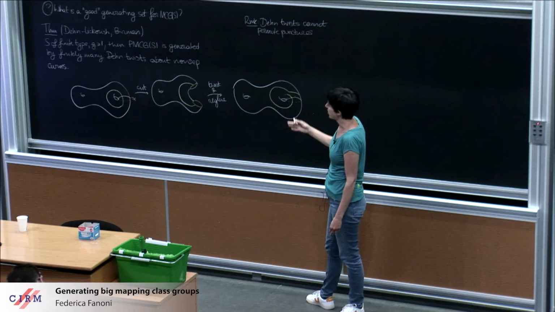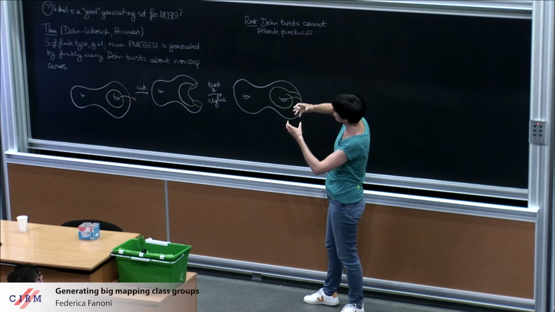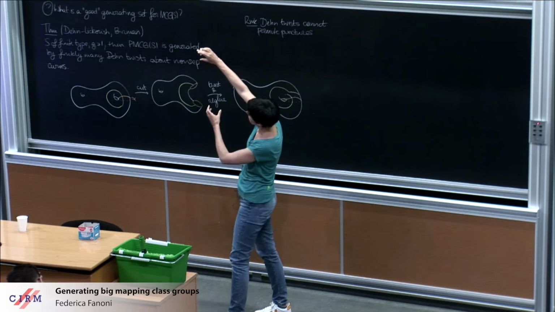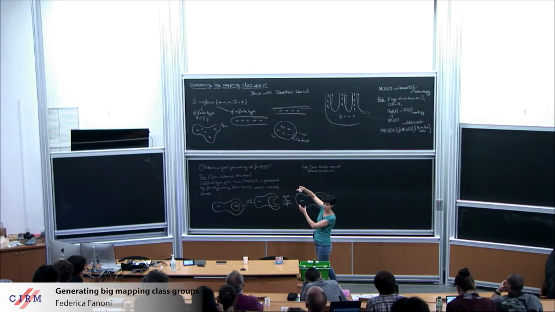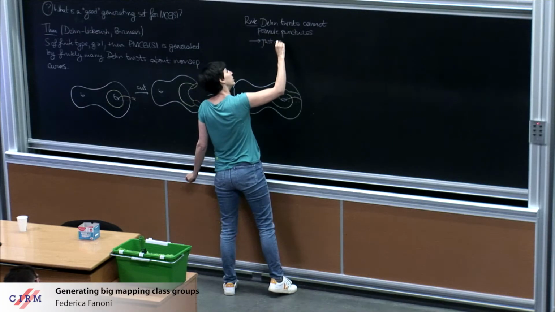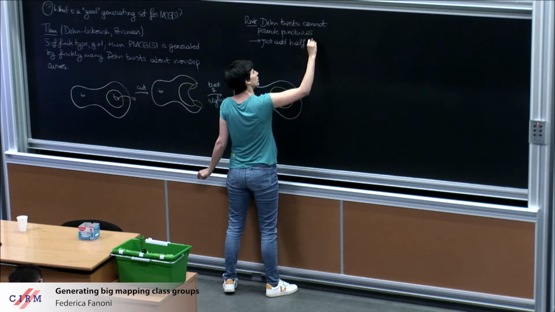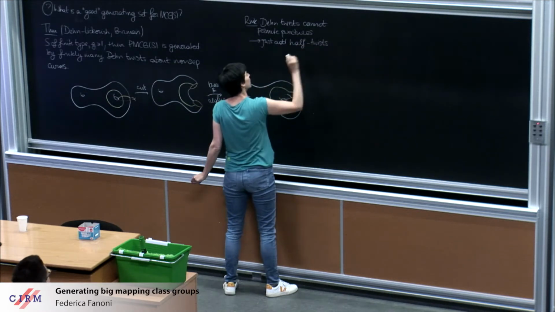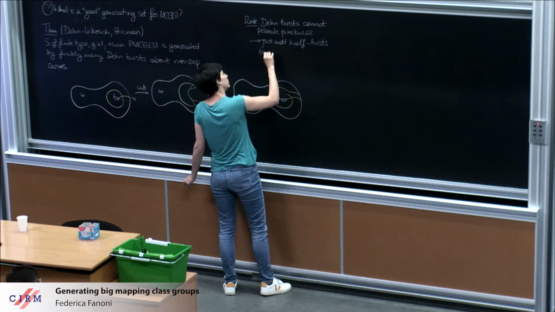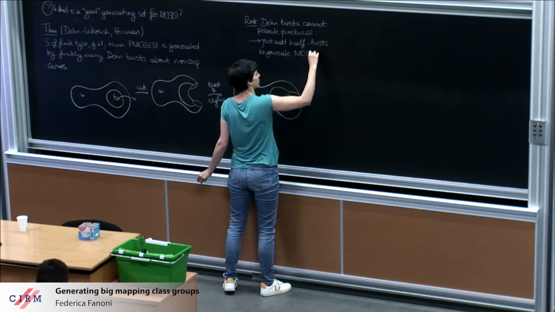On the other hand, if I'm on a surface of finite type, I can just add what are called half twists. Essentially, I take a little disk that contains two punctures, and I rotate it 180 degrees. So it's also a very simple map. The point is that I can add other simple maps called half twists, and I can add finitely many to generate the full mapping class group of the surface.